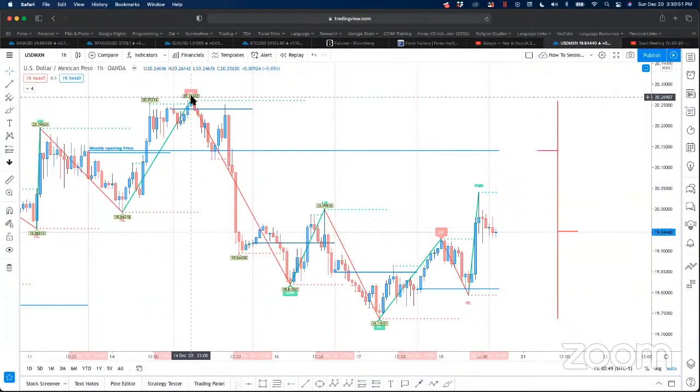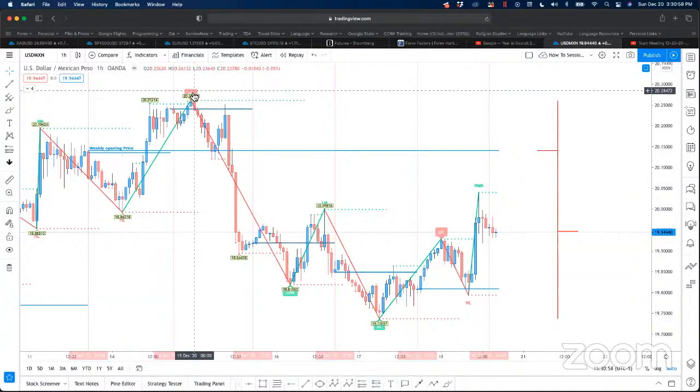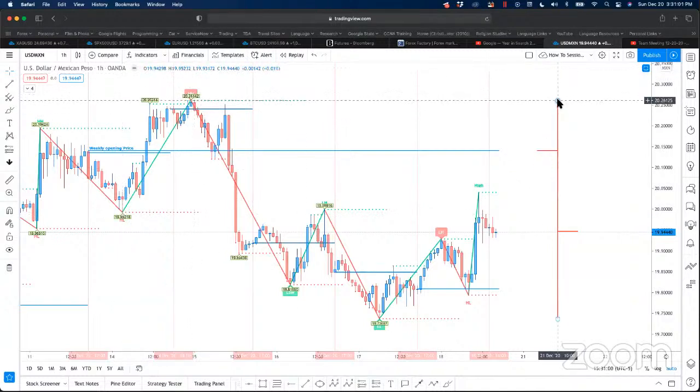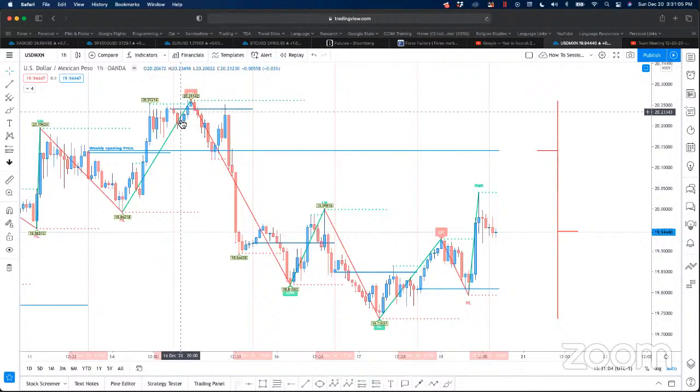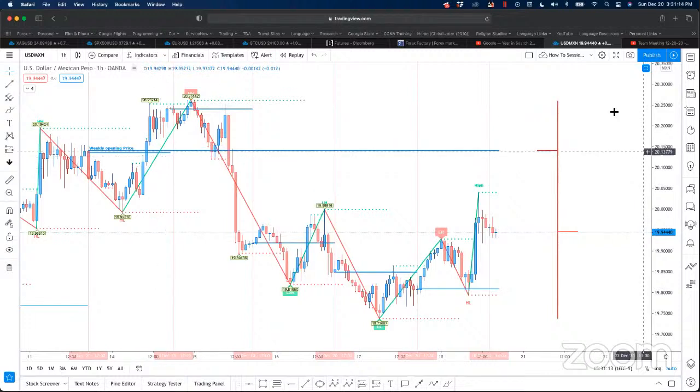And then the rest of the week, the price opened up, pushed down lower, made this low right here, and then pushed above the opening price. And then that's where we saw the market manipulation right here. And then we got our expansion to the downside, right? Now, we're looking at this from a weekly view, right?